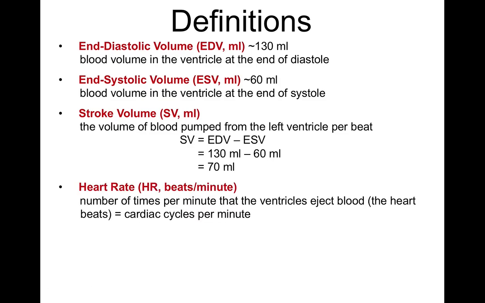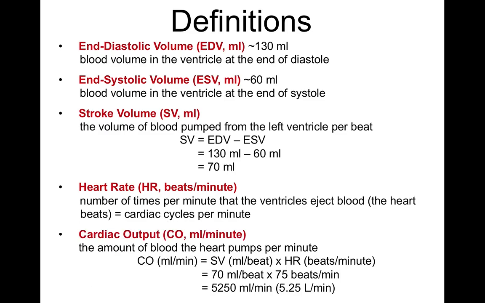Next we have heart rate, so this should be fairly straightforward for all of you. This is the number of times per minute that the ventricles eject blood. You could talk about heart rate using whatever unit you want, but generally speaking we use beats per minute. It's obviously the same as cardiac cycles per minute.